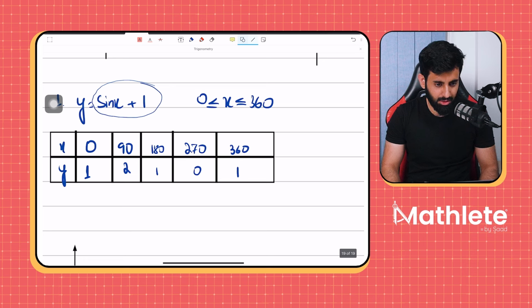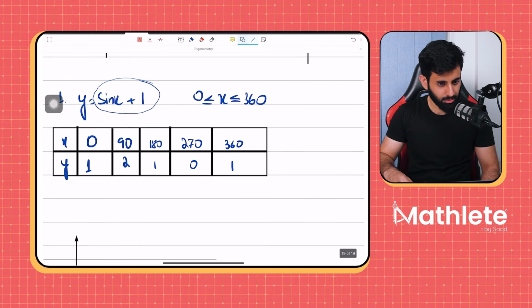Oh, I use this in IGCSE. It's giving 3 in y on 90. It shouldn't. It should give 2. Yeah, 2 is fine. It should be 2.